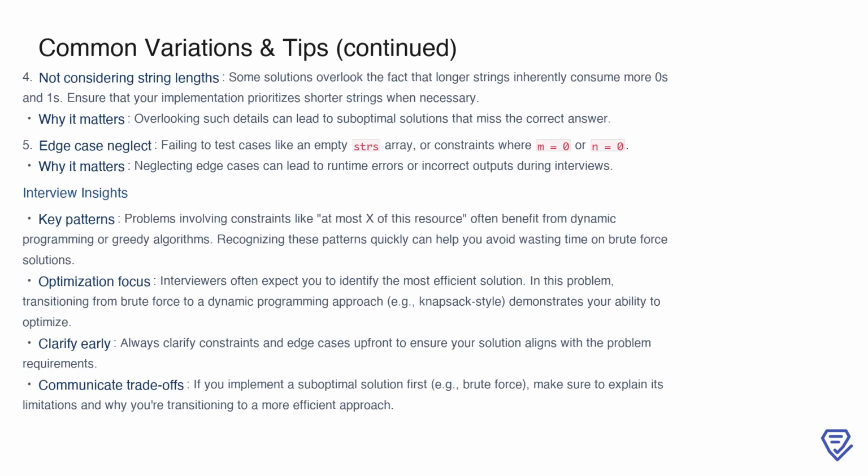Now, another potential pitfall in solving this problem is not considering the lengths of the strings. Longer strings inherently consume more zeros and ones, so it's important to account for this in your solution. At times, prioritizing shorter strings can lead to a more optimal subset. Overlooking such nuances can result in suboptimal results that fail to meet the problem's requirements. Additionally, edge cases like an empty strs array or constraints where m equals 0 or n equals 0 are often neglected. Such scenarios need explicit testing to avoid runtime errors or incorrect outputs during interviews.